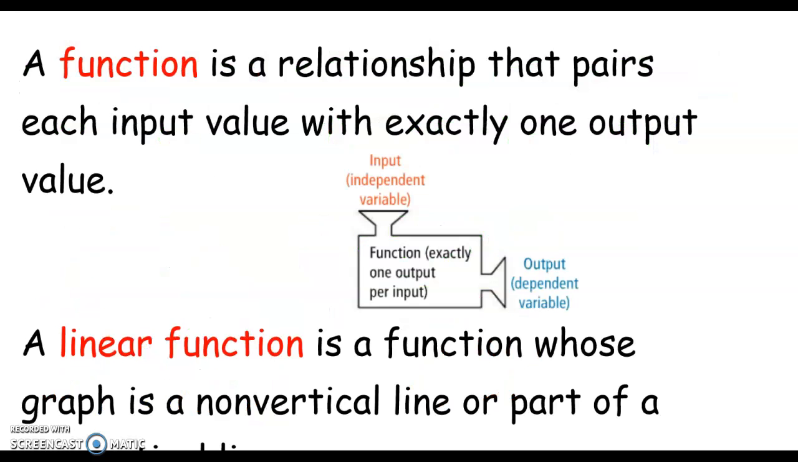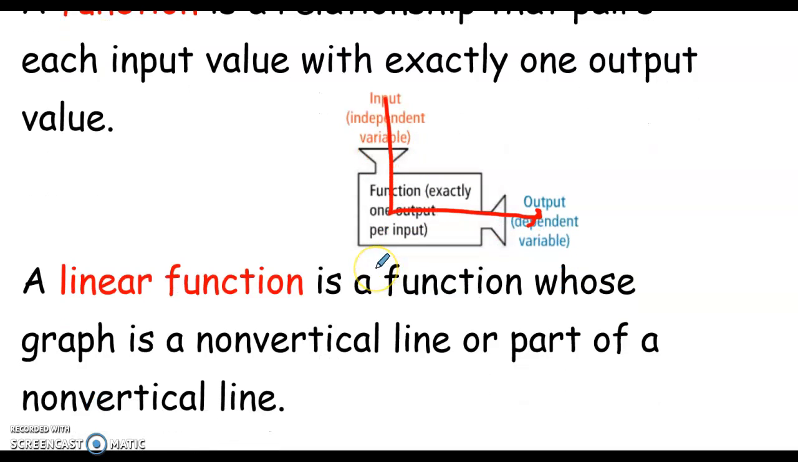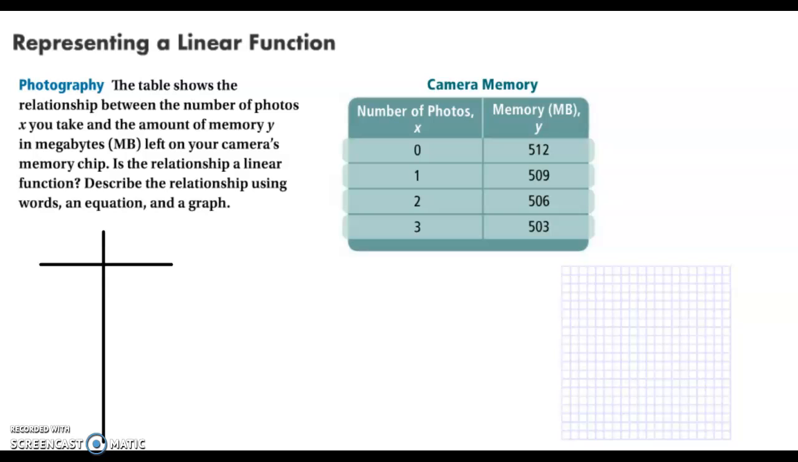All right, so we keep saying this word function. So what a function is, it's a relationship that pairs each input value with exactly one output value. So every x that you put in, you can only get one answer. You can only get one y out. You put one number into the function and one number comes back out of the function. So then linear functions are ones that make a line. So we're going to learn about all kinds of functions this year. Right now, we're just focusing on linear functions that make lines.